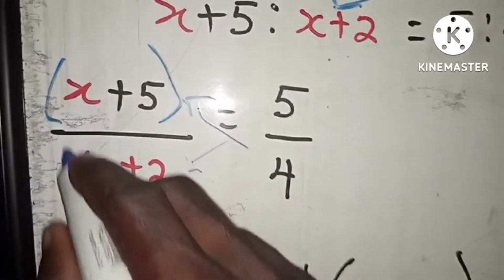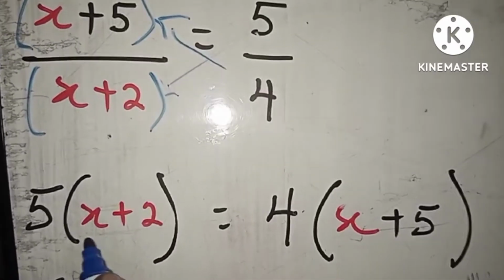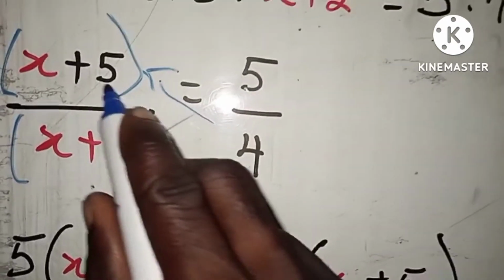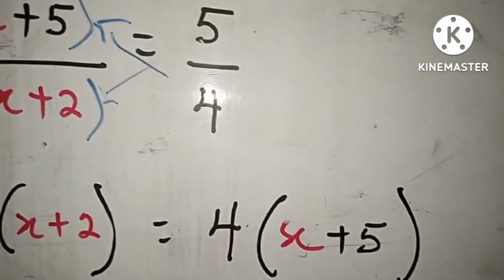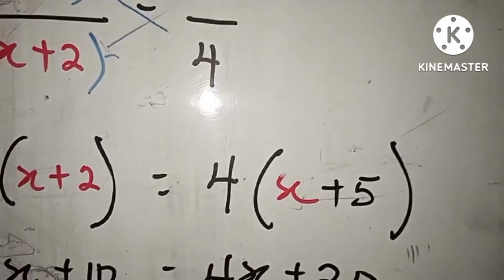Remember, this is 2, right? Okay, so we have 5 multiplied by the down one, which is 5 into bracket s plus 2, and then the 4 down here is going to multiply the top one, which is the numerator. That is 4 into bracket s plus 5. So you need to expand the bracket.